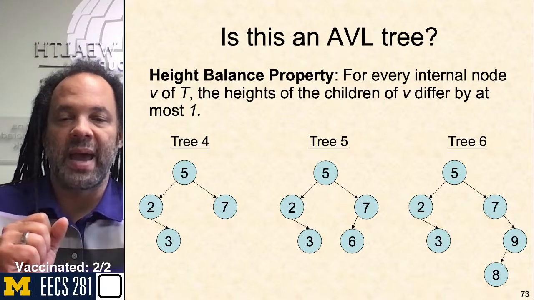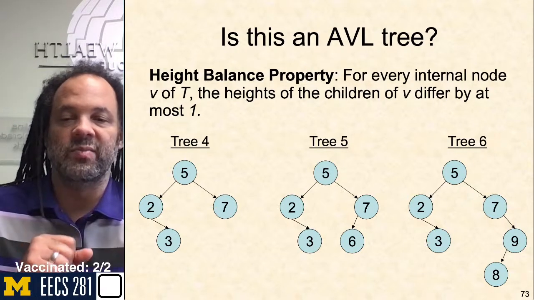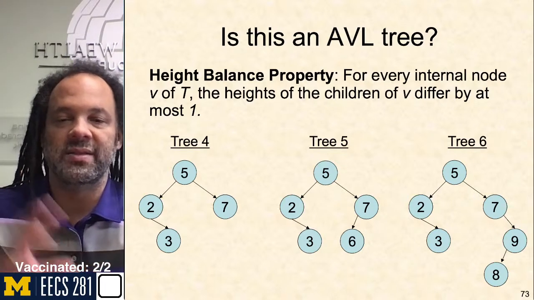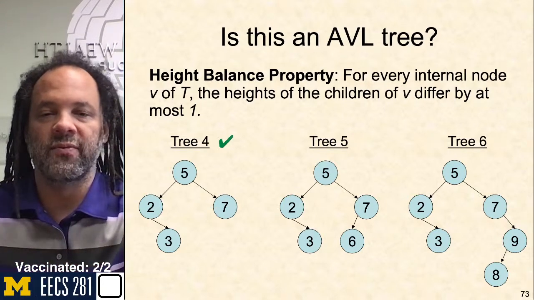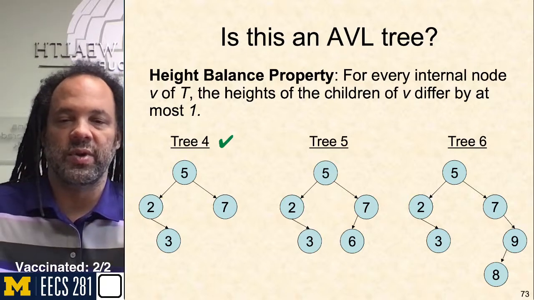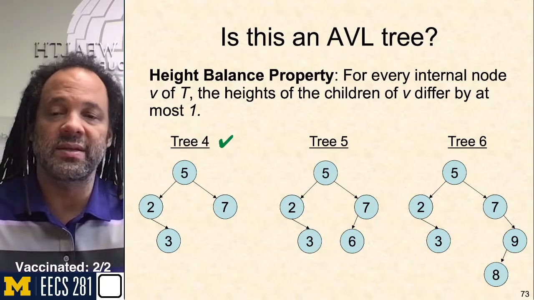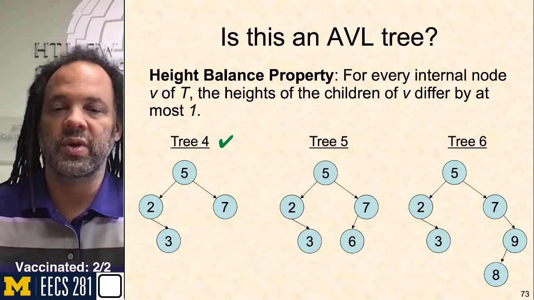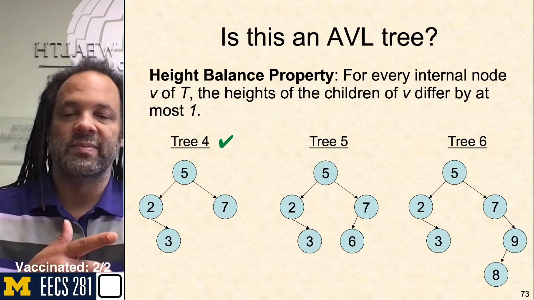So 2 is balanced, 5 is balanced, 7 is balanced. All of the nodes in the tree have to be balanced in order for the tree to be balanced. I'm going to say that this tree number 4 is the balanced tree. We see that it's not complete. That's okay. It does not have to be complete. The tree has a blank spot here on the left.